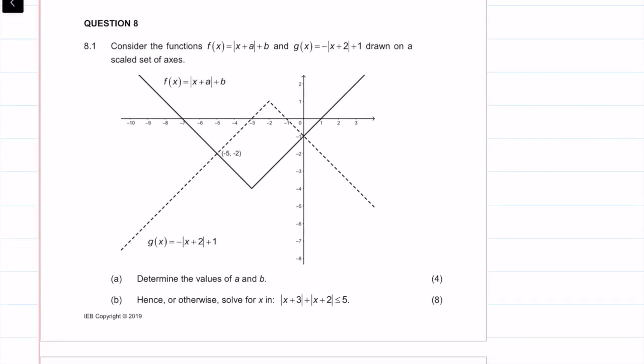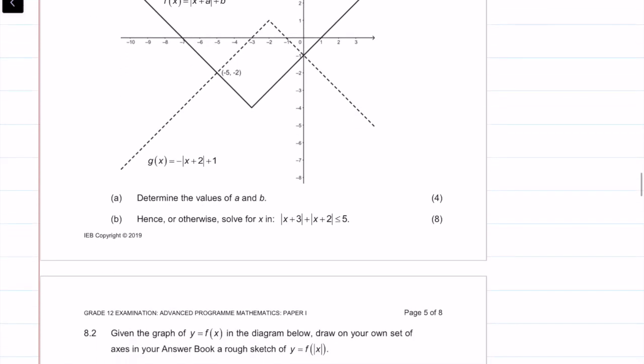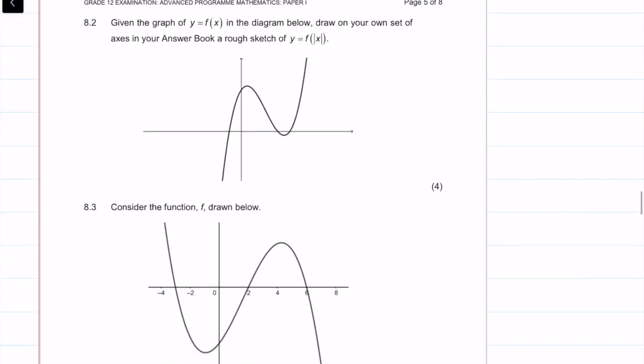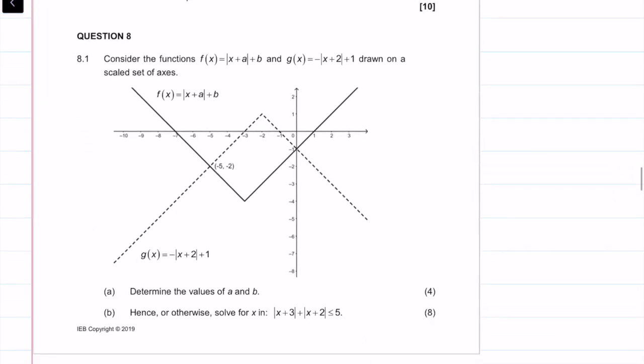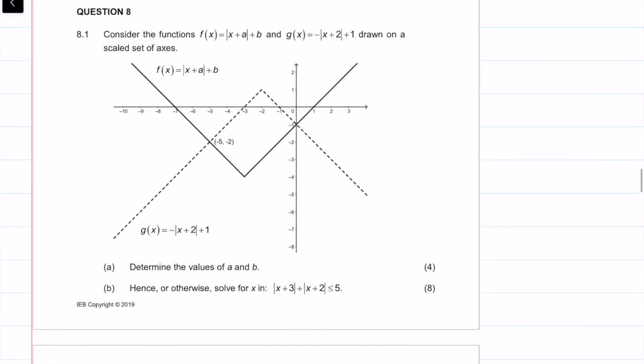We are going over question 8 of the IEB AP Maths exam. This question has to do with absolute value graphs as well as a little bit of integration, not really integration but more integration theory. Okay, so let's get straight into the question.